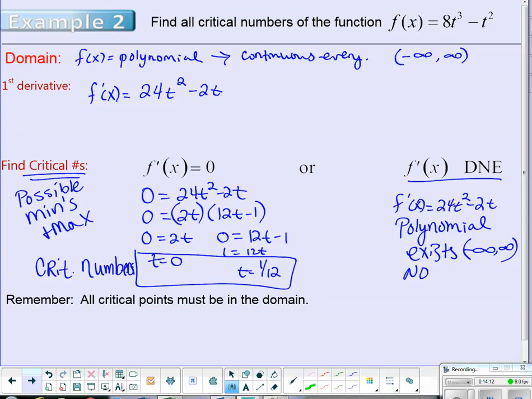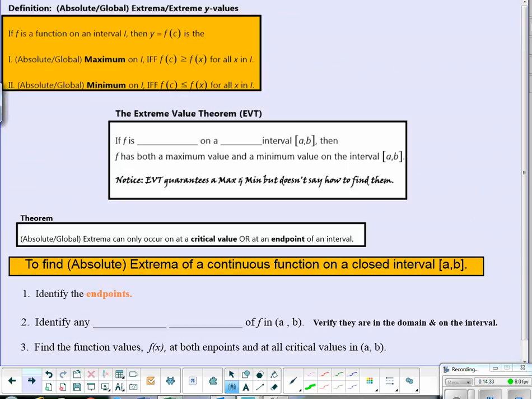No sharp points. It's differentiable everywhere. So we would have no critical values or no critical numbers coming from D and E. Just keep in mind critical points also have to fit in our domain. So we ended up with those two critical numbers.